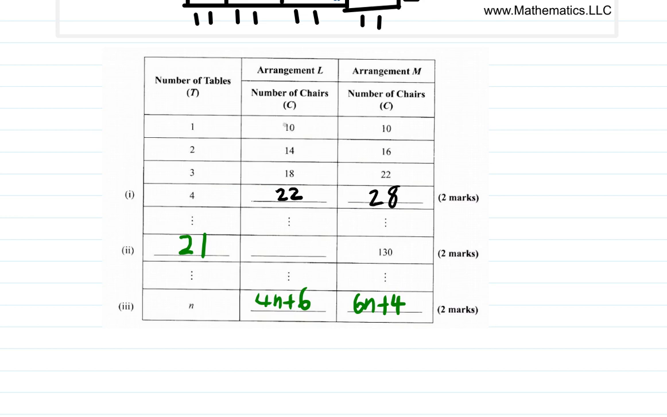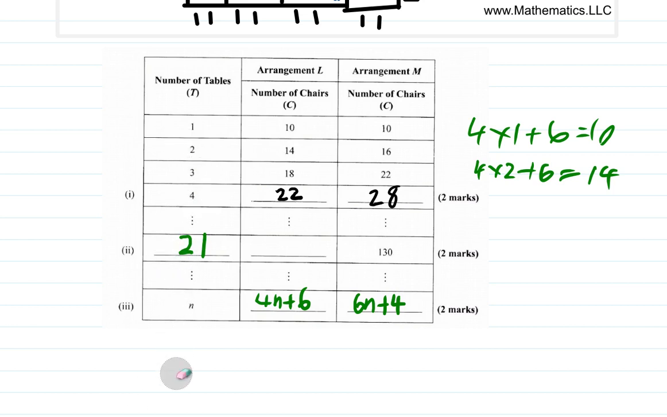10 tables, 4 by 10 plus 6. No, what am I saying? 1 table. When you calculate it, you should get 10. 4 by 1 plus 6 is 4 and 6, 10. Okay. With 2 tables, you have 4 by 2 plus 6. 8 plus 6 is what? 14. Okay, that works out so far.